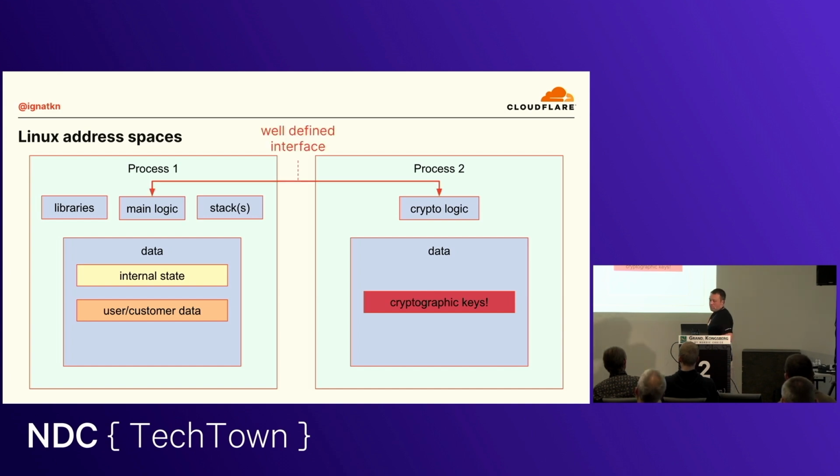And we can then create a well-defined interface between these two processes. So process one can use the cryptographic keys, but it doesn't have direct access to the cryptographic key material. We basically call it the so-called key agent model. It was also briefly touched on during the panel. If you're handling cryptographic keys, put them in a different process.